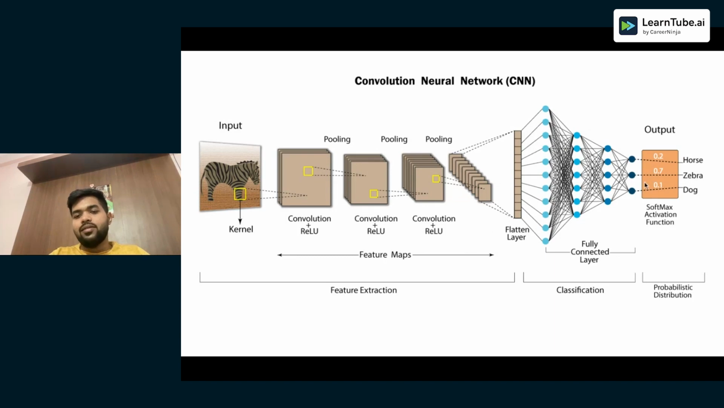And this softmax is nothing but an activation function, which tells which one to fire, this one or this one or this one, and at what probability it should be fired. This one should be 0.2, this one should be 0.7.